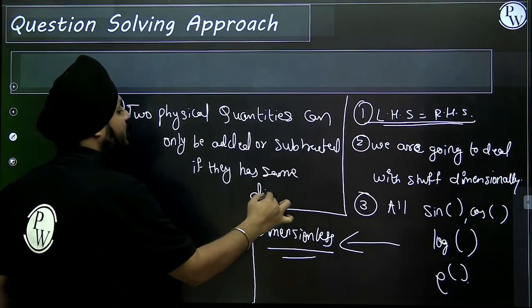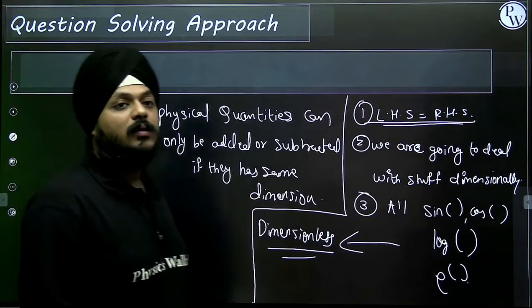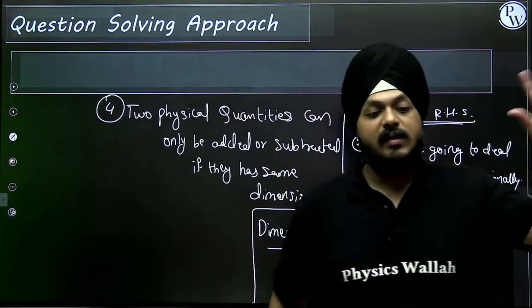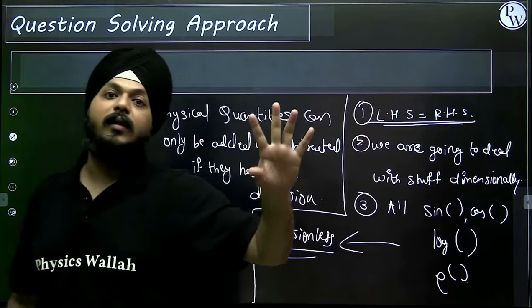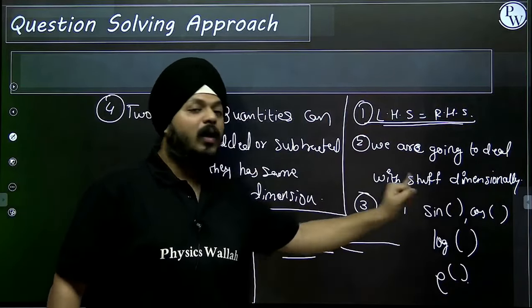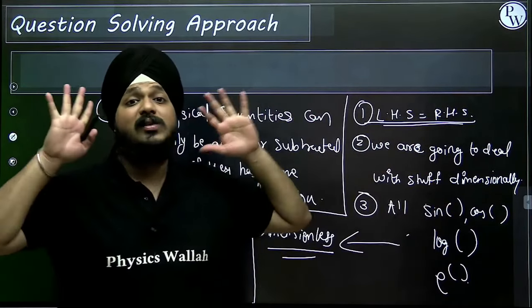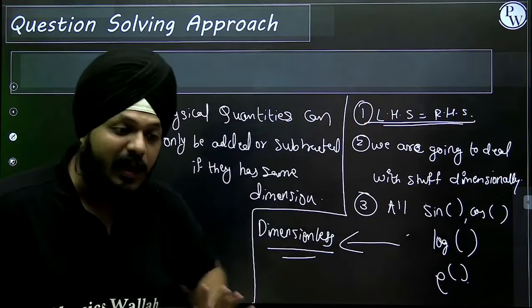So this is the fourth most important point, right? For the questions regarding this: first, LHS and RHS; second, we are going to deal with things dimensionally. Third most important point: all the sine terms, log, e to the power, these are all dimensionless if the equation is dimensionally valid, right?